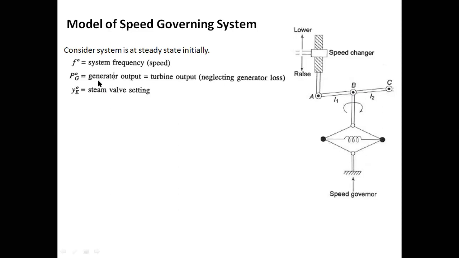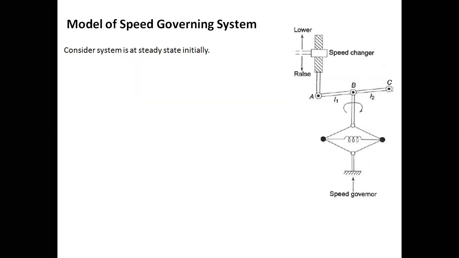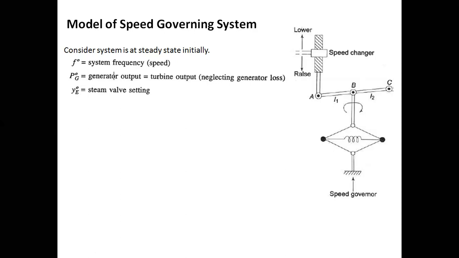Now P naught G, the generator output, equals the turbine output, neglecting generator losses. So we are neglecting any kind of generator losses. Initially, suppose the generator output is considered to be 100 megawatt. The third one is the steam valve setting. The steam valve setting will operate the steam flow to the turbine, and it depends on the movement of point E. Initially, the position is denoted YE naught.